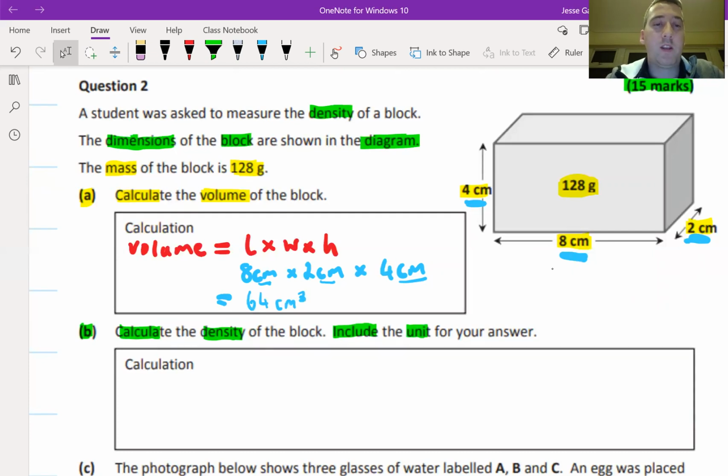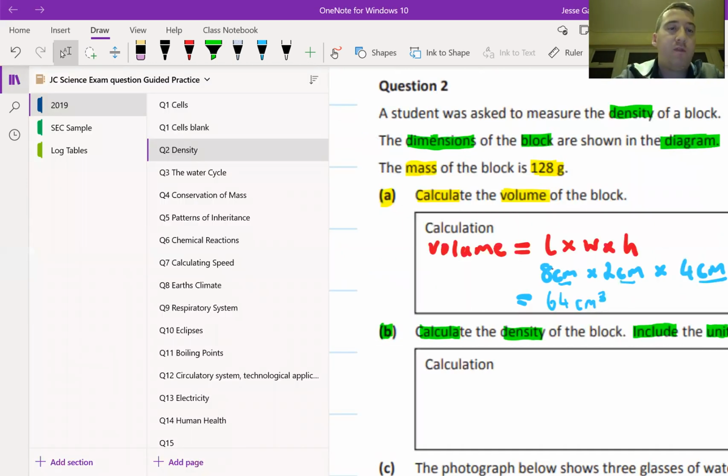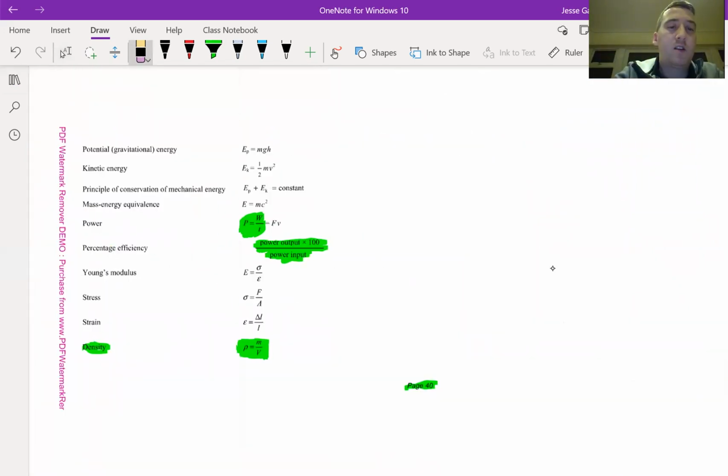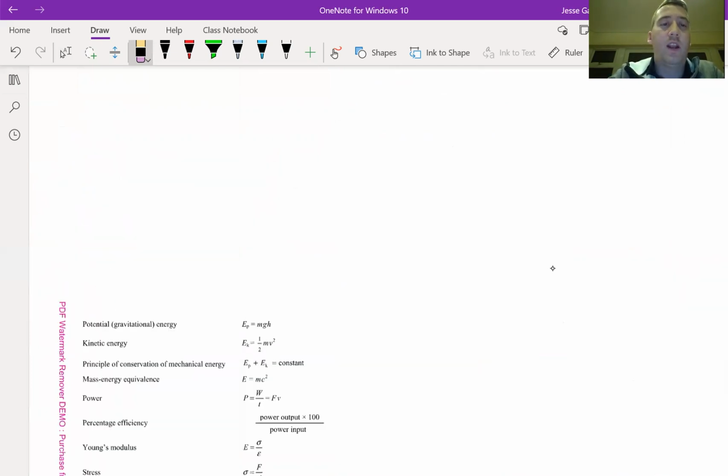Okay, so maybe you did this already and maybe you didn't. If you don't know the formula for density, I'm going to show you how to find it. We find it in these things called the formula tables. The log tables, the formula tables, are things you can ask for in the exam.